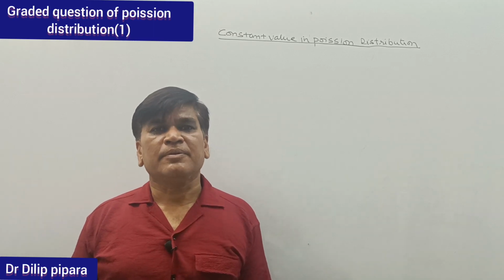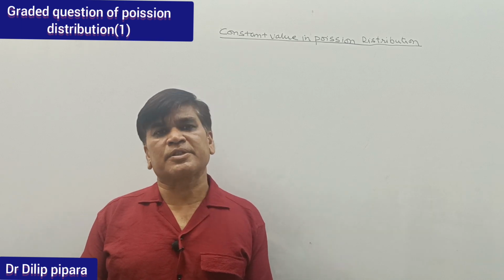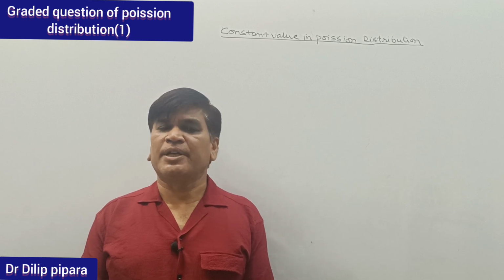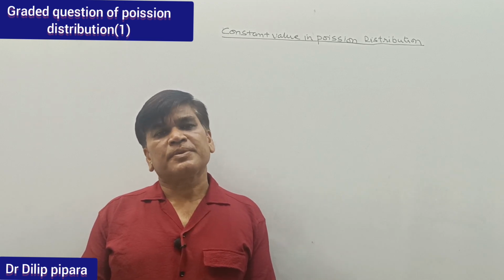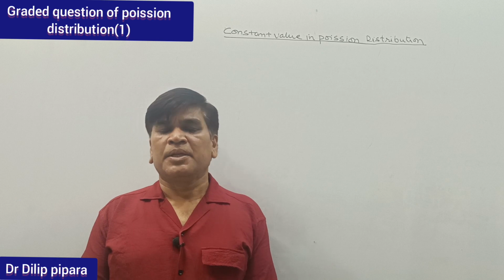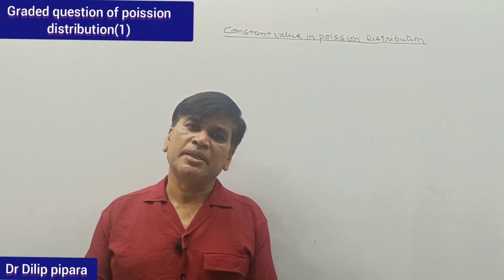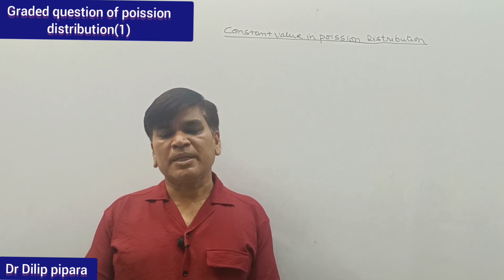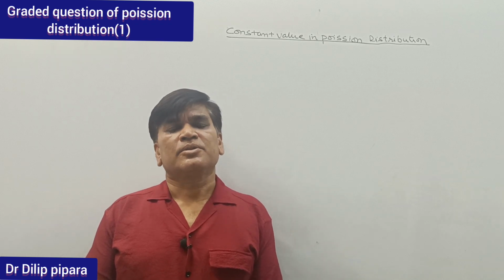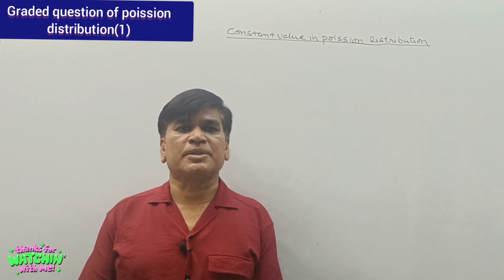In Poisson distribution, we have discussed how to calculate constant values, how we can calculate arithmetic mean, standard deviation, variance, and measures of skewness and kurtosis, which we learned in our last video. In today's video also we have some more questions related to the constant values of the Poisson distribution, because so many times I have seen questions on the Poisson distribution in examinations. So today we will do some graded problems of the Poisson distribution.